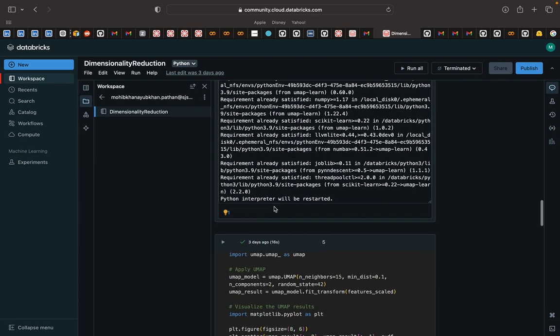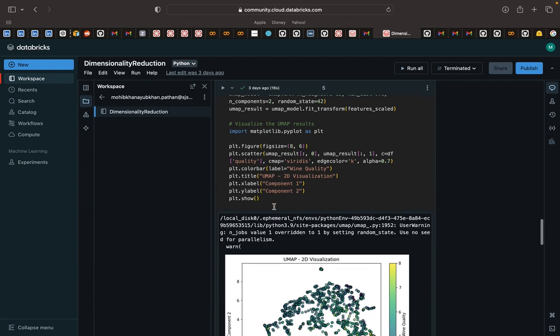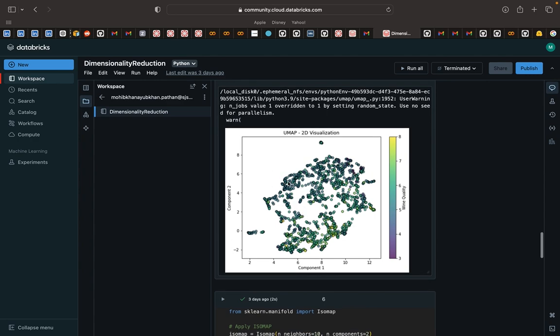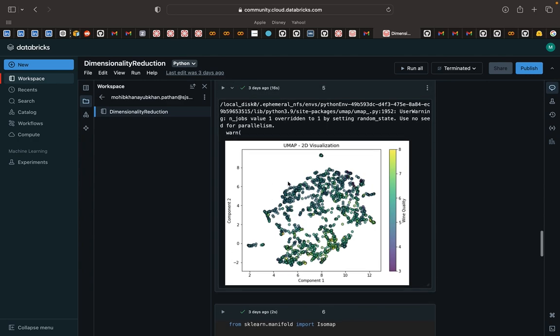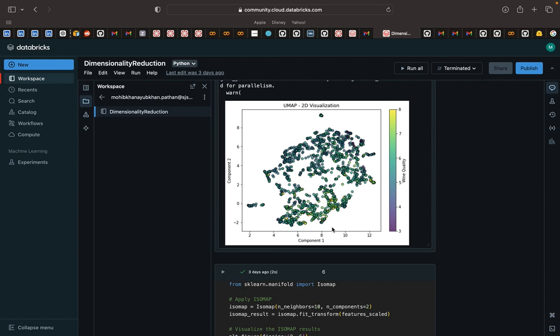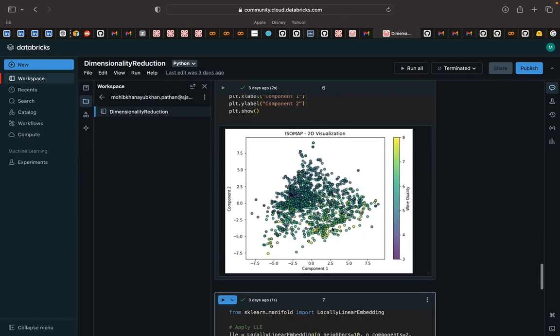And then we have further installed UMAP and applied UMAP here. The UMAP visualization plot we have here demonstrates well separated clusters. The separation is good, as you can see, there's a good spacing here. Well separated clusters have been shown here that align closely with the wine quality labels, and it is computationally efficient and great for exploratory data analysis.